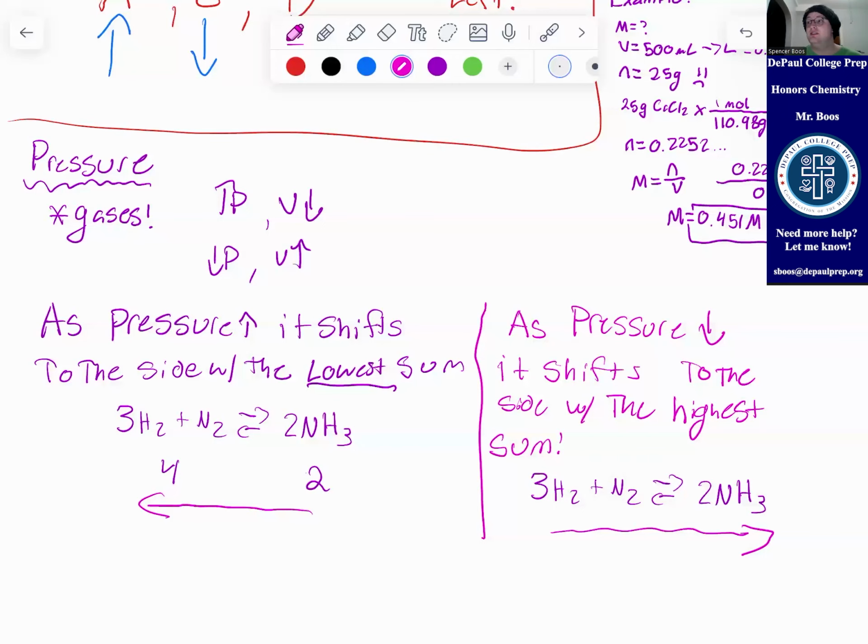Do we need to know the different equilibrium symbols for each of the stressors? No, don't worry about it.